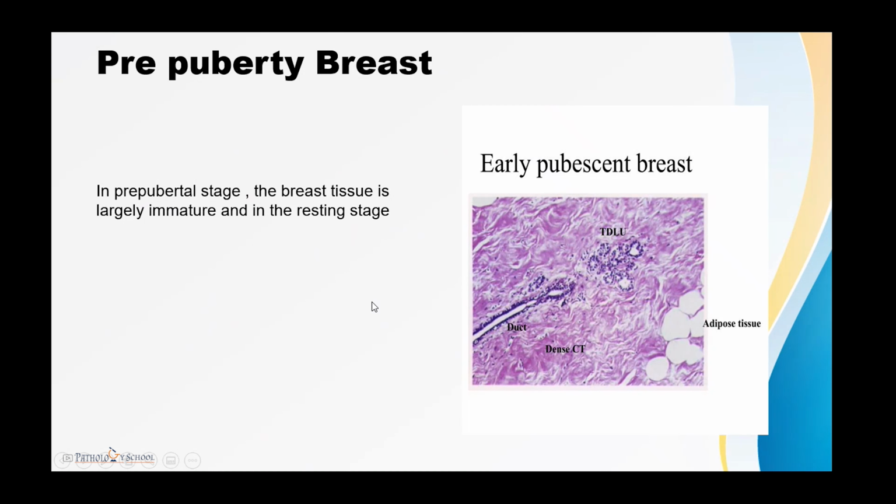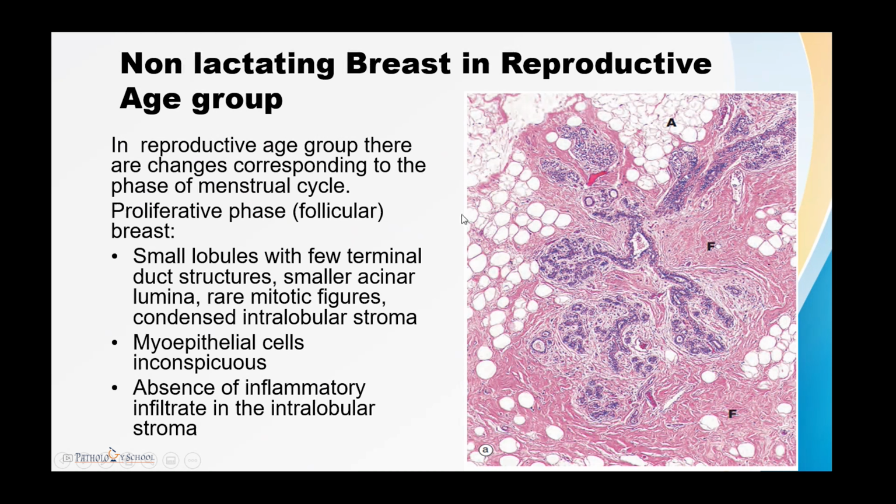In the prepubertal stage, the breast tissue is largely immature and in the resting stage. This is described as the stromal part being more dominant and the terminal duct lobular unit being very immature. However, post-puberty, due to the response to hormones, there are many different changes, which also differ as per the stage of the menstrual cycle. In the reproductive age group, there are changes corresponding to the phase of the menstrual cycle.